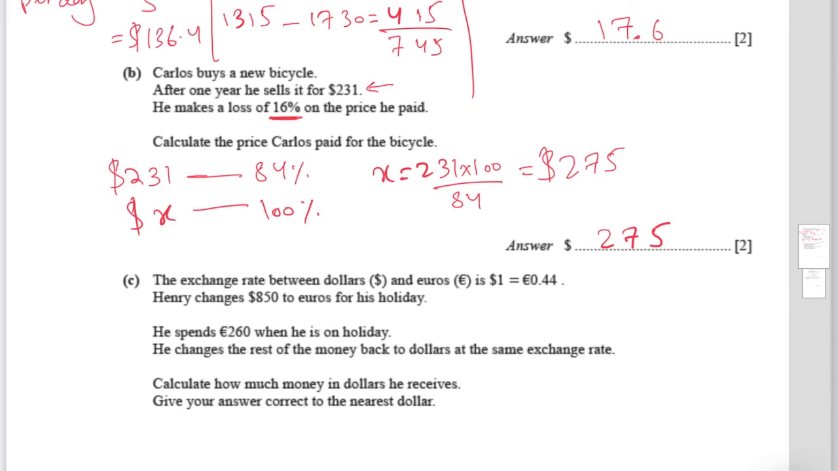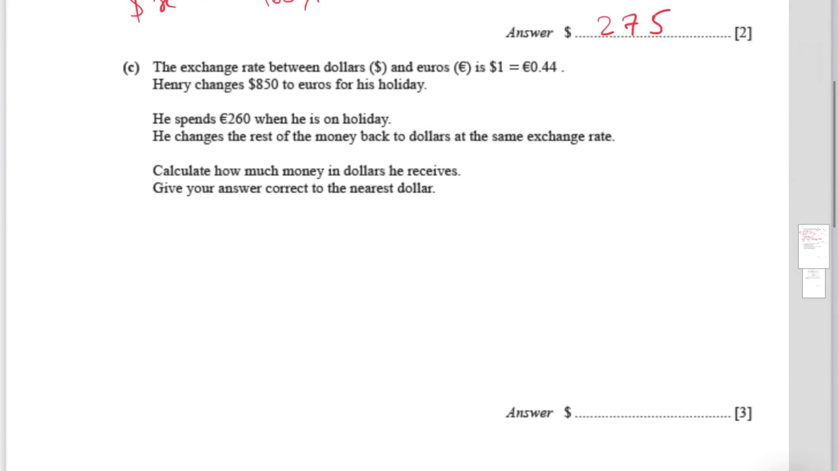The next part says the exchange rate between dollars and euros is $1 to 0.44 euros. Henry changes $850 to euros for his holiday. He spends 260 euros when he is on holiday. He changes the rest of the money back to dollars at the same exchange rate. Calculate how much money in dollars he receives. Give your answer correct to the nearest dollar.